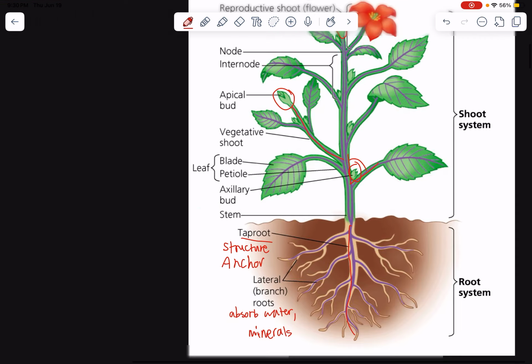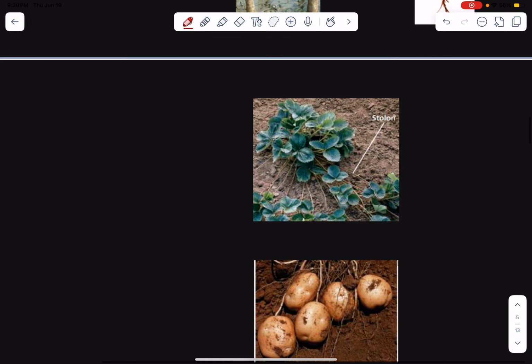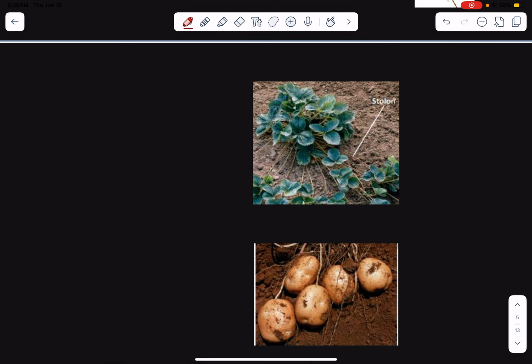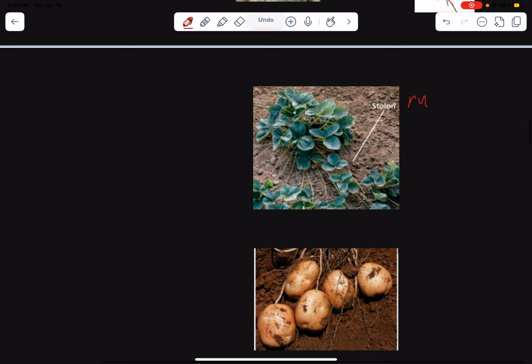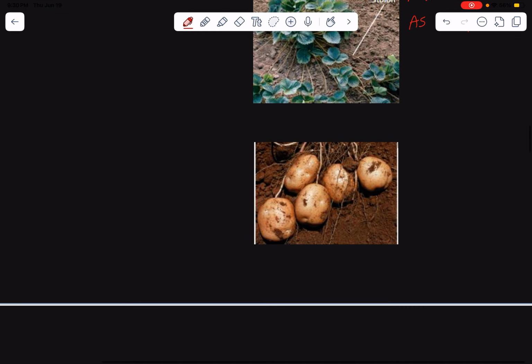And then some stems are again modified to store food or to reproduce asexually, as you can see here. In strawberry plants, the stolons or little runner stems help the plant to reproduce asexually. And in potatoes, the tubers, commonly mistaken for roots, are there for storage and once again are modified stems.